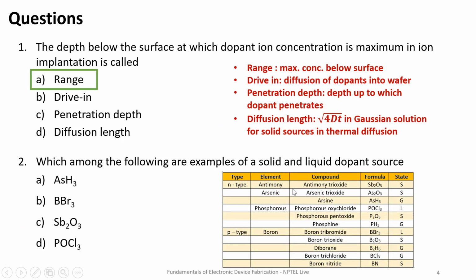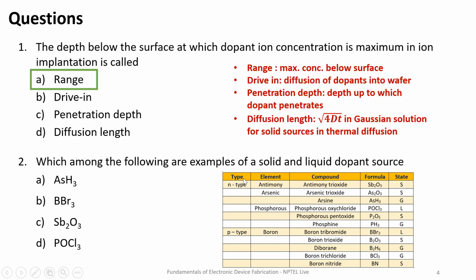Okay, so here if you see, this is a table, and here we have given AsH3. AsH3 is gaseous, it is known as arsine. Then BBr3, boron tribromide, is a liquid source. Sb2O3 is antimony trioxide, a solid source. And POCl3 is phosphorus oxychloride, a liquid source.